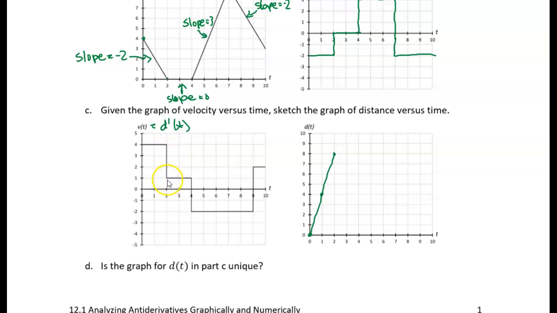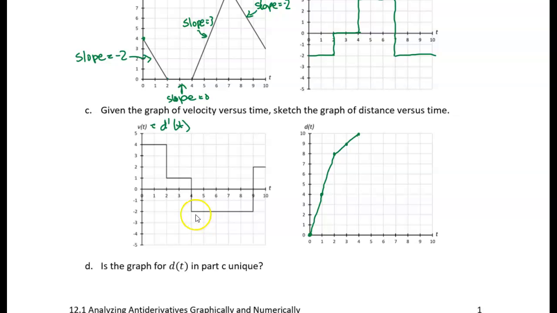Then the velocity drops down to +1. It's still positive, so we're going away from our reference point, just a little more slowly. So we have a velocity of 1 for 2 seconds. After 1 second, I've gone 1 unit, another 1 unit, and so now that portion of the curve looks like that. Again, it's just a line with a constant slope because my velocity was constant, and the velocity is the slope of the displacement curve.